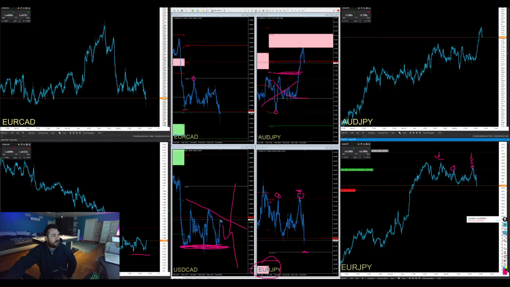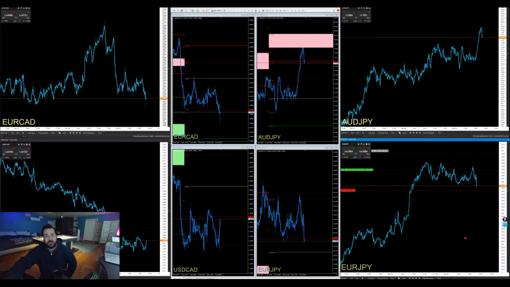I do need this to break here and continue on to pivot, and I need this to continue on to pivot. So let's see if that can happen. This is my resistance. You can see that triangle is occurring right now. Yeah, I will update that for sure.